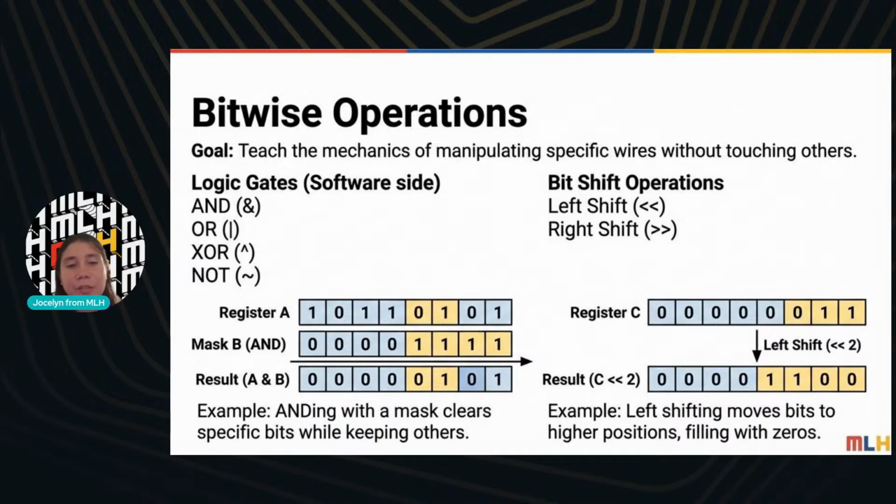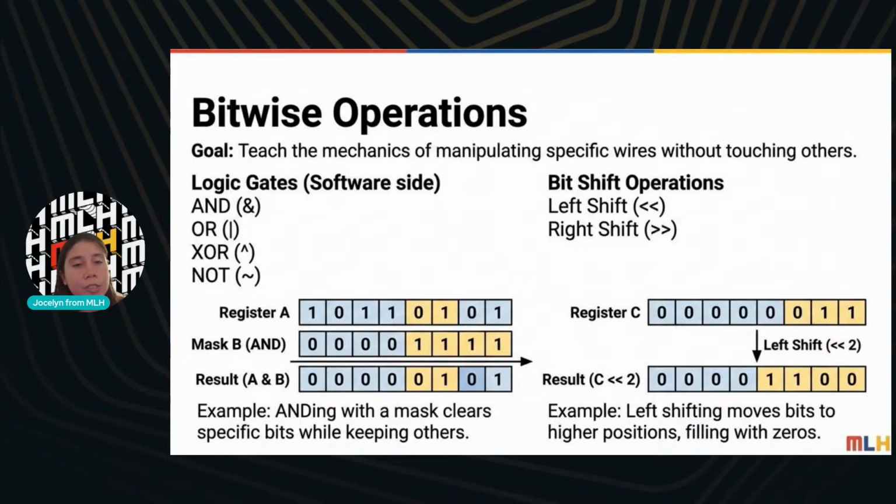Basically, bitwise operations are manipulating specific bits without touching other bits. And maybe you're saying, oh, why do I care if I touch different bits? Because, as I was saying, every position matters in hardware. So if you misplace bits, you are going to be sending the wrong message to your computer.